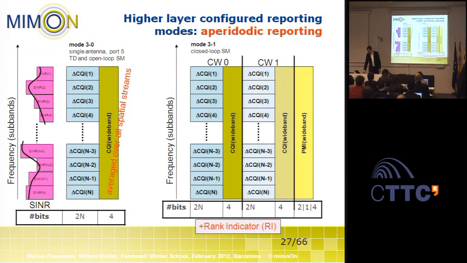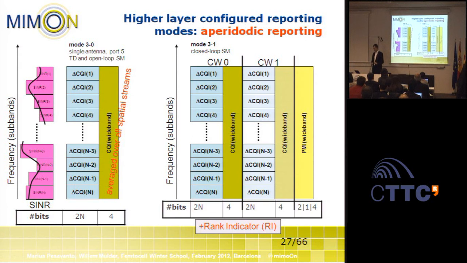A very simple one that is used, for example, for SISO transmission is illustrated here. So let's say we have here the frequency, we have the different subcarriers or the resource blocks on the vertical axis. Now we have the channel strength that is changing over frequency, so we have a frequency selective channel. Now we perform measurements on these subchannels, and each subchannel has a different strength. So what is reported here is a CQI value, an average CQI value as computed.